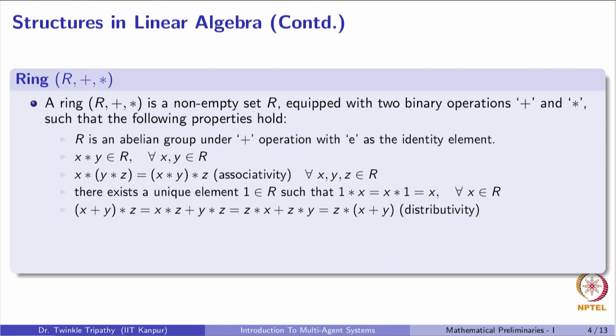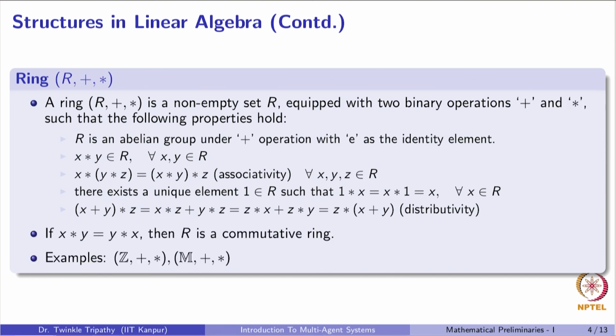And the third property is the distributivity property, where the distributive property holds in this manner. Suppose we take the addition and multiply it with another element z, then we see that multiplication distributes over the addition, meaning it should become x times z plus y times z, as shown here. Additionally, if the operation of multiplication also commutes, then R becomes a commutative ring.